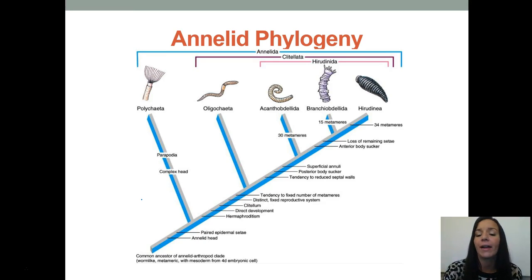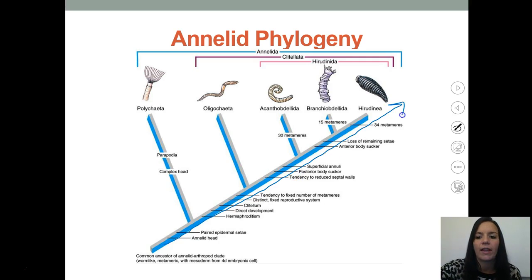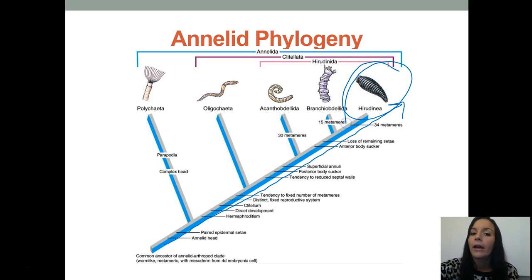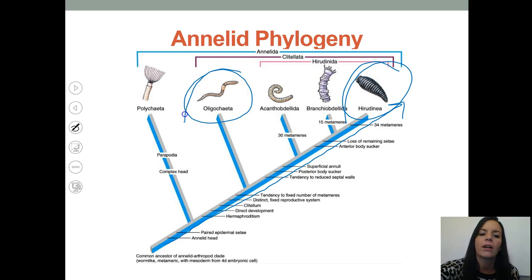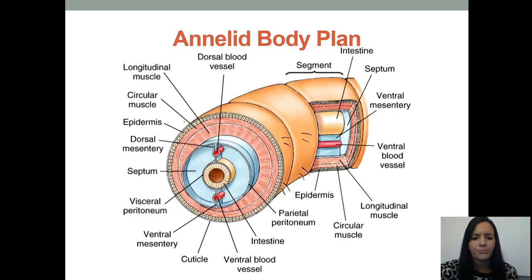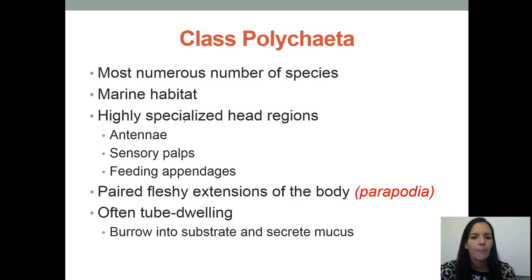Here's a look at the phylogeny. So if you look, we go from least advanced to most advanced. So the leeches up here are the most advanced segmented worms, and you can see earthworms here are kind of a little bit lower on this ancestral trait. Here's a look at just the general body plan. You might want to pause the slide and either take a picture or screenshot this. That way you have it for your notes and when we do dissections.